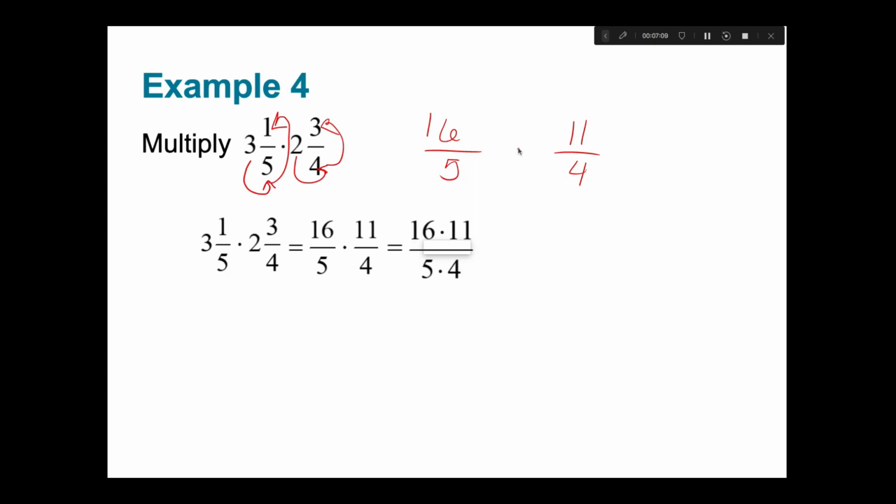What is 4 times 11? And what is 5 times 1? So I end up with 44/5, which can be turned back into that mixed number by dividing, writing our remainder over the top of our divisor. So that is multiplying and dividing fractions, okay?